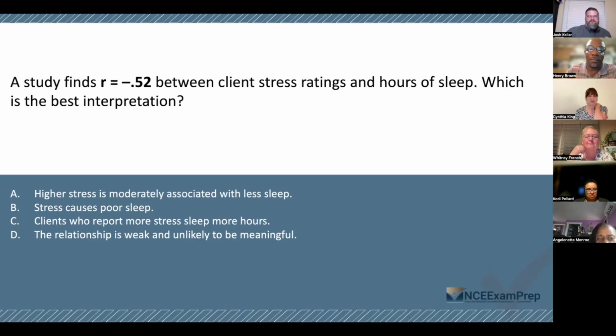So it can't be B. Can't be B. So it's gotta be D. Stress is associated with less sleep. I don't think it's A. Henry, I think it's C. I'm with you. Clients who report more stress sleep more hours. I don't know why I think it's D. Let me see.